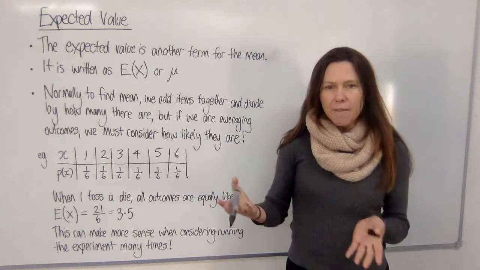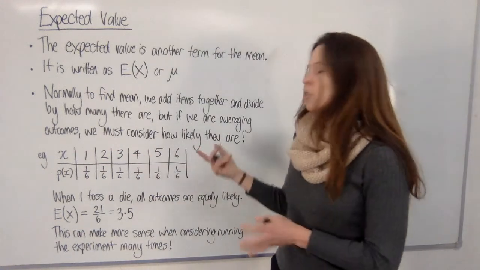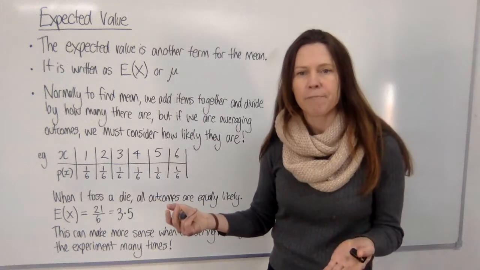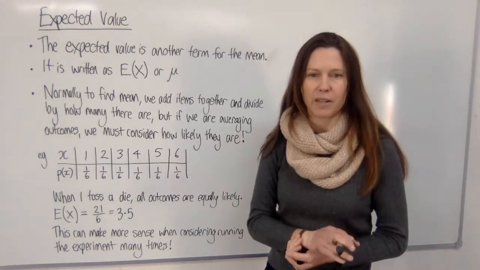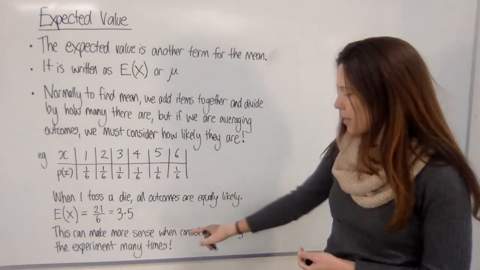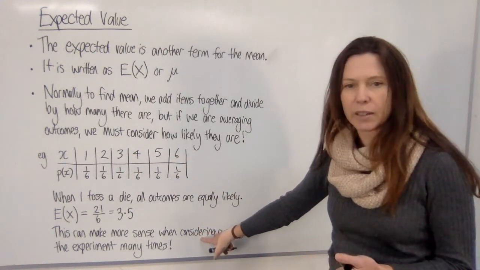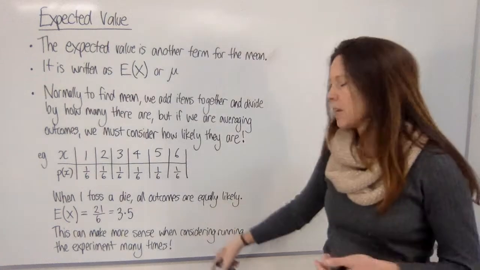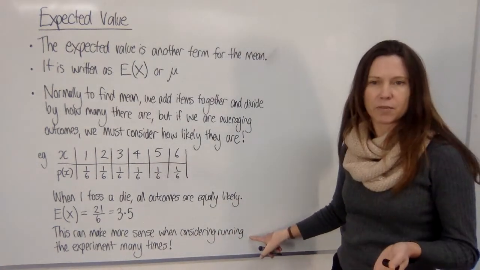Now, let's think about what that really means. It means that the average number that I'm going to get when I toss a die is 3.5. Now, I can't actually roll 3.5. But 3.5 is the average of all of these numbers. So I've written here, this makes more sense, finding the expected value of an experiment like this, if you're considering doing the experiment lots of times.